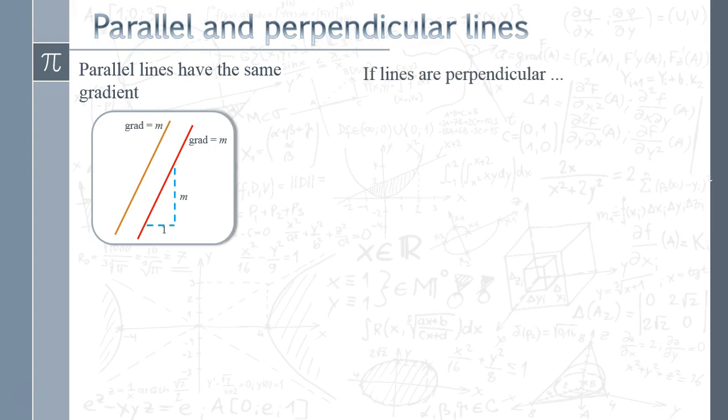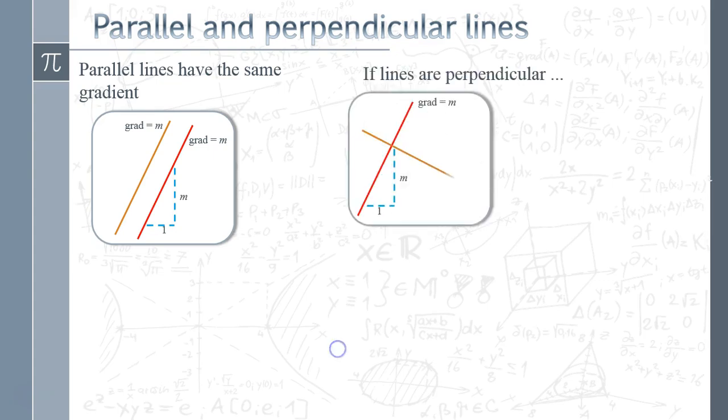And lines that are perpendicular, perpendicular means at right angles, so we've got two lines doing that. And you can see from this one, that's going across one and up m units. For our perpendicular line, what it's doing is across m units and down one. So in terms of rise over run, what we're getting for our perpendicular line, the brown line, is -1 over m. So there's the rise over the run.